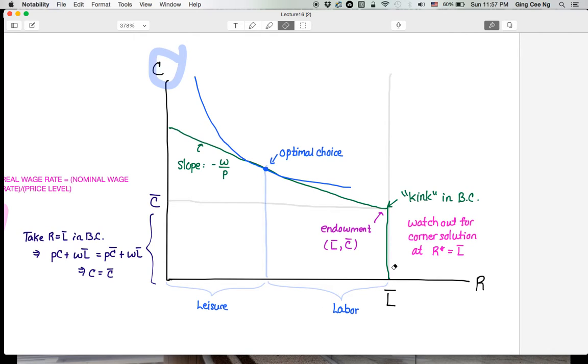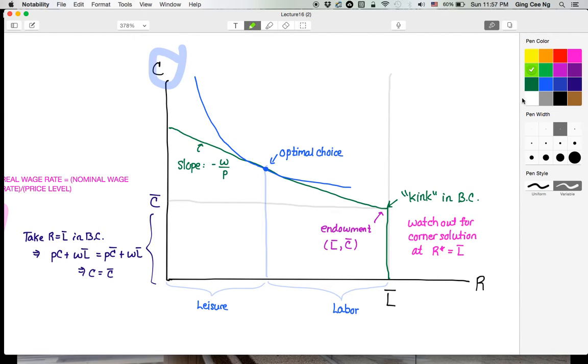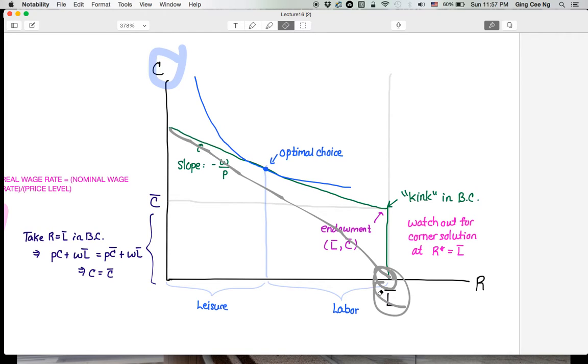So why is there this kink? I know you guys would ask me this: Professor, why doesn't the budget constraint look like that? Why doesn't it intersect the x-axis at L bar? I think you guys are convinced that this L bar is a legitimate maximum in terms of the number of leisure hours that you can have. So why are you able to consume this amount?